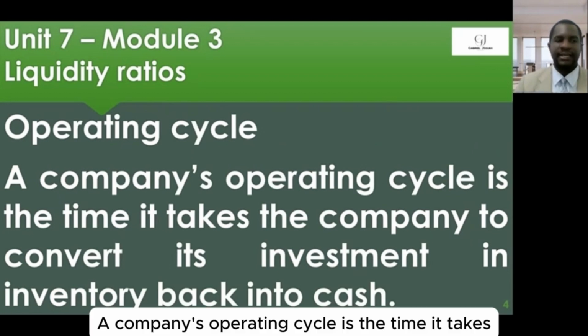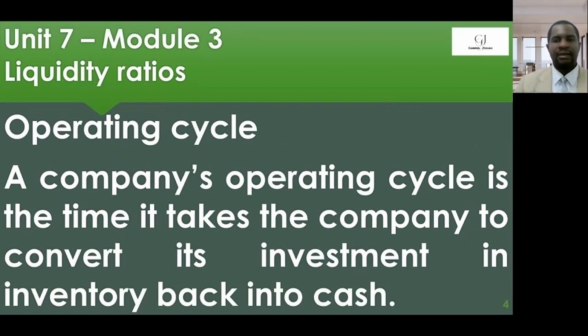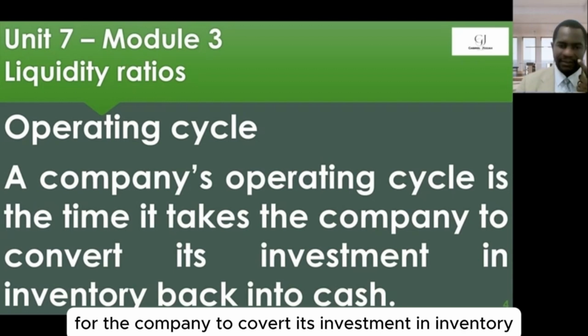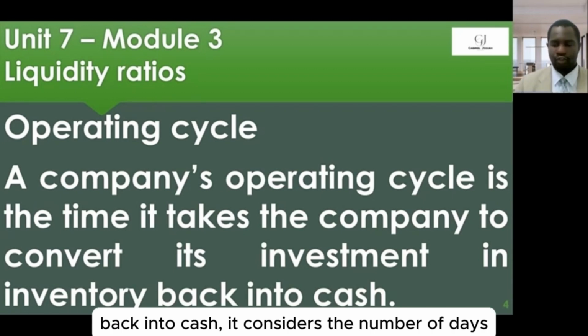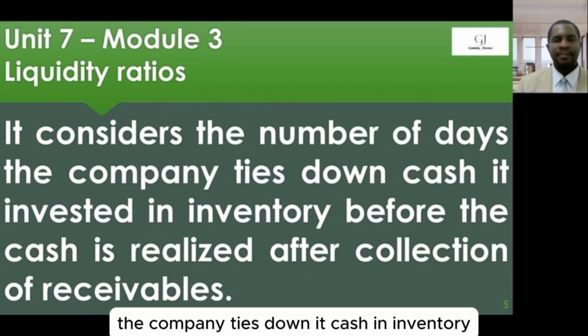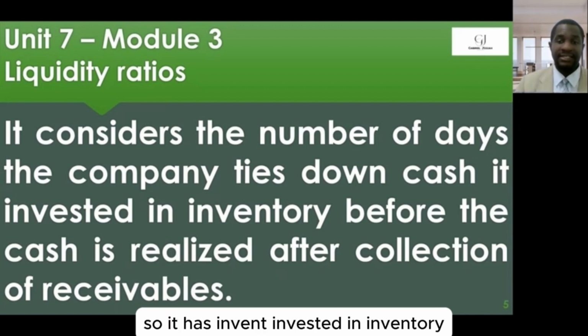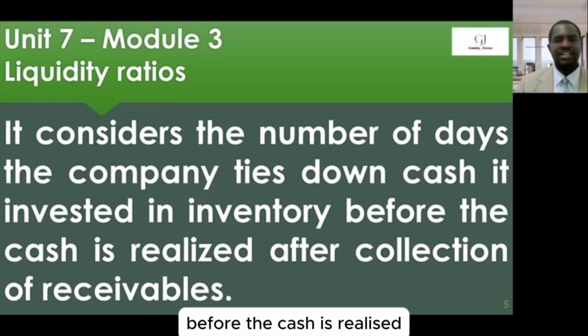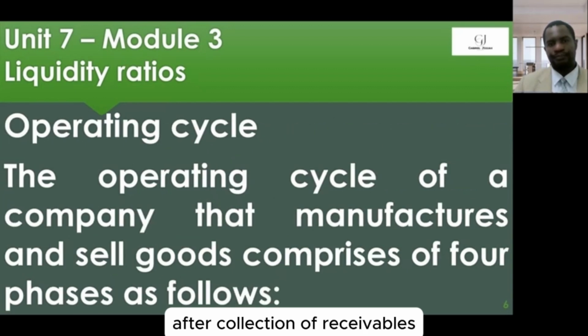A company's operating cycle is the time it takes for the company to convert its investment in inventory back into cash. It considers the number of days the company ties down cash in inventory, so it has invested in inventory before the cash is realized after collection of receivables.